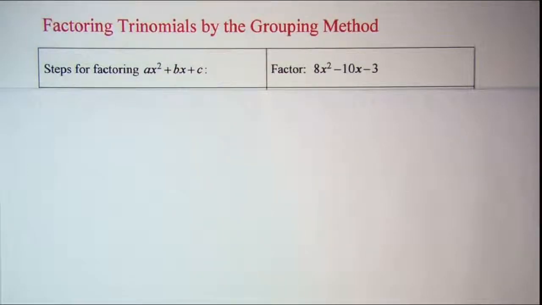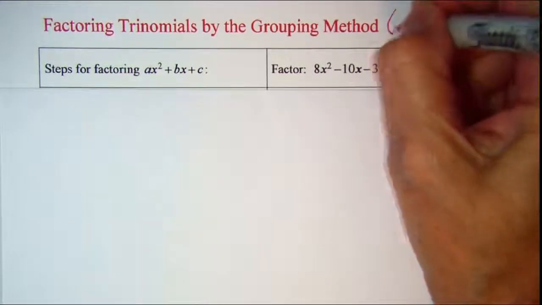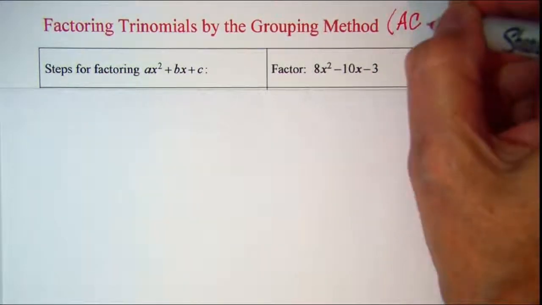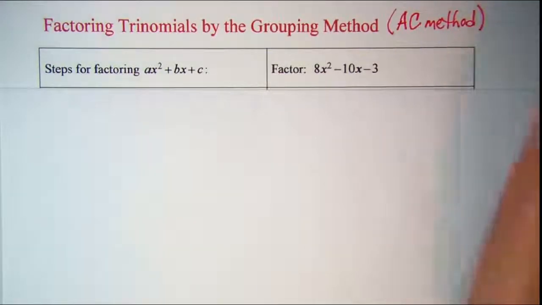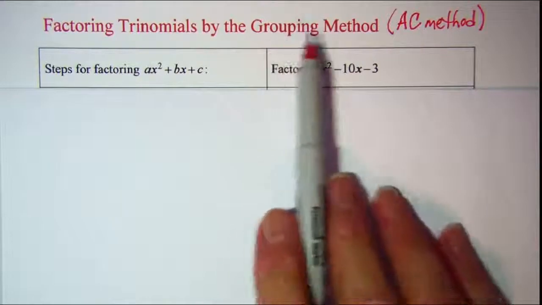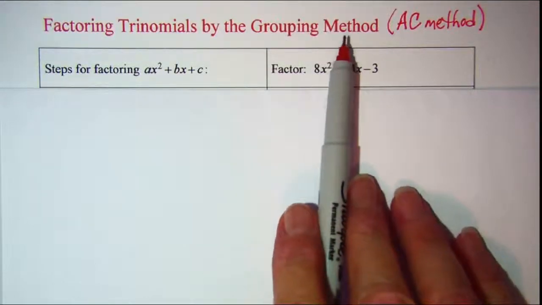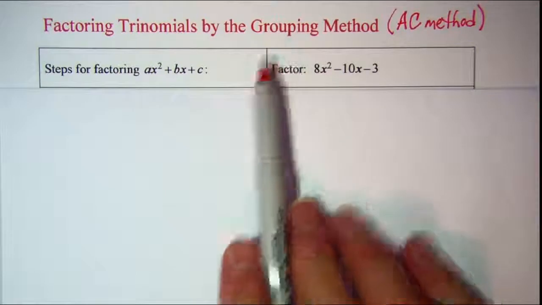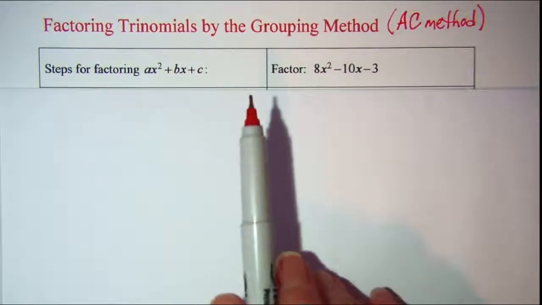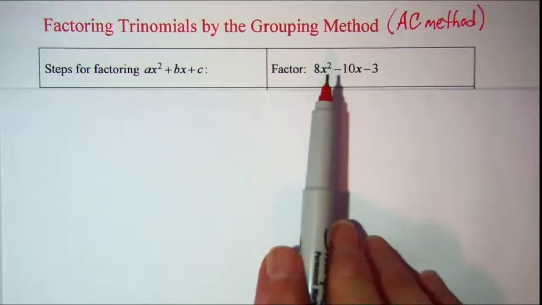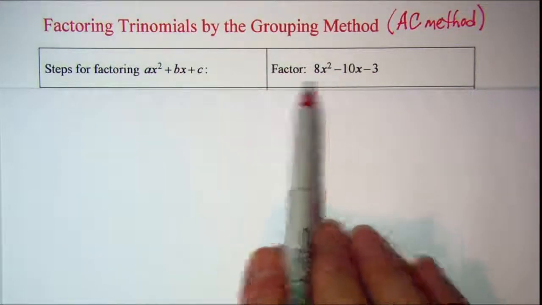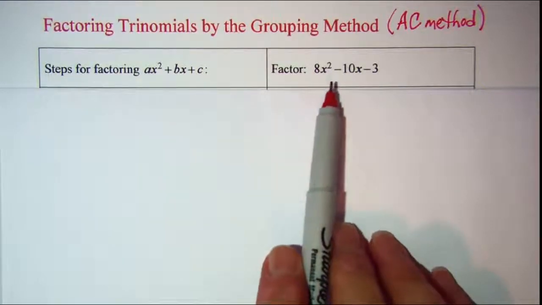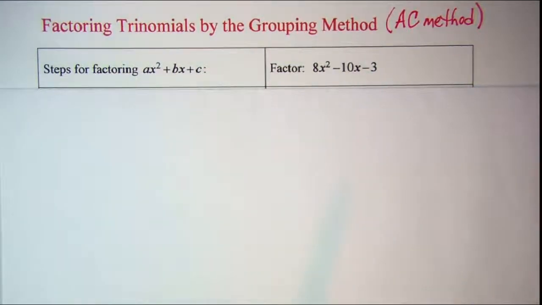In this video, we'll be factoring trinomials by the grouping method. This is sometimes called the AC method. Now this method takes a little bit longer than trial and error, but if you're stumped and you can't figure out how to factor a trinomial, instead of spending a whole lot of time on it, try giving this method a chance and you'll be able to get it pretty quickly.